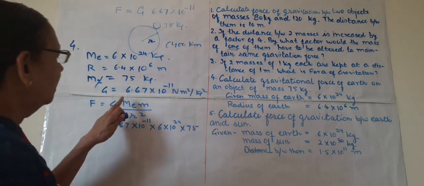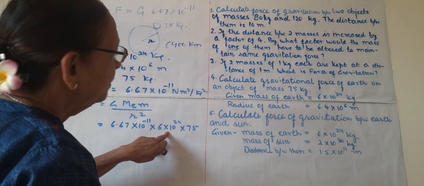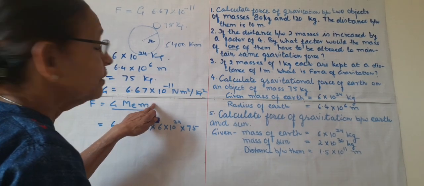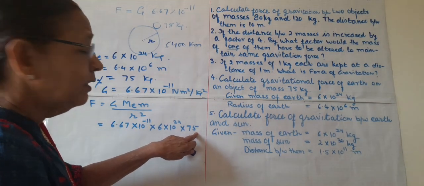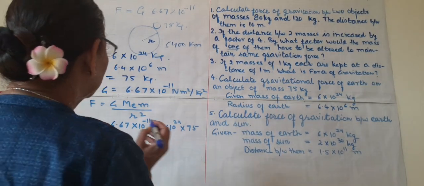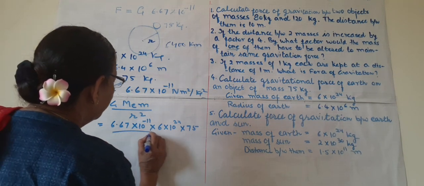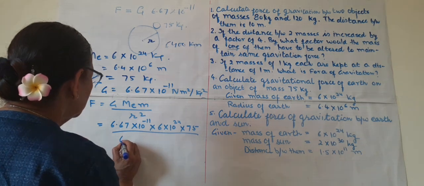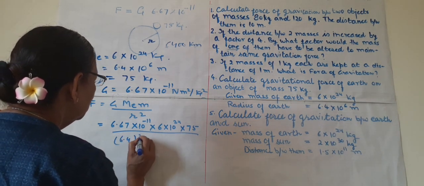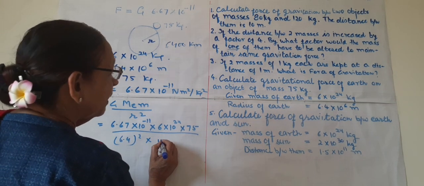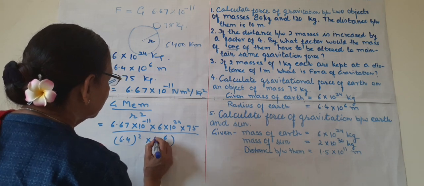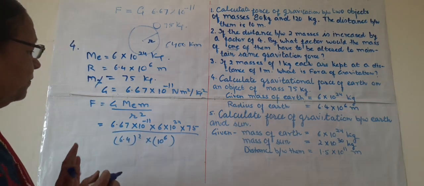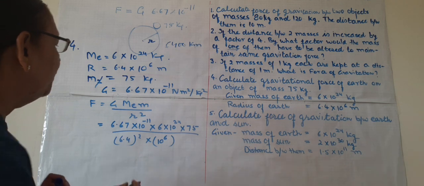M1 is the mass of Earth, 6 into 10 raised to power 24. The mass of the other object is 75. So we have written all this here, divided by r square, which is 6.4 square into 10 raised to power 6 square. So this is how we put the values.